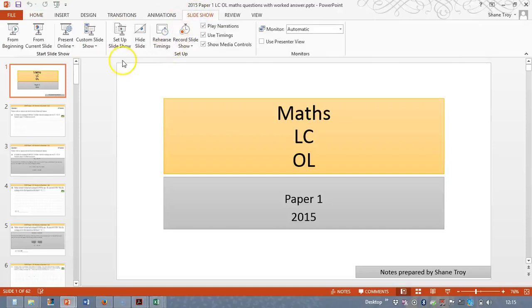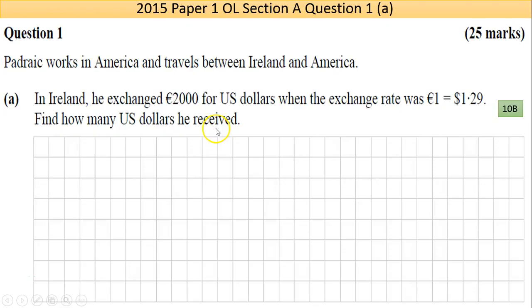Okay, so welcome to 2015 paper one, question one. So we'll just get started here. Now again, as I always remind you, it's best that you pause this and have a go at each part yourself. So let's go, get stuck in.